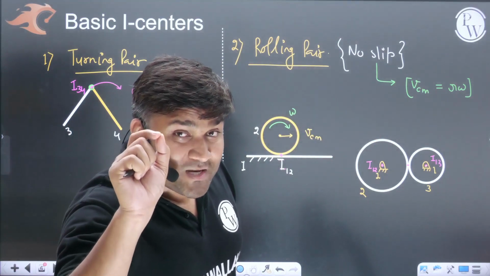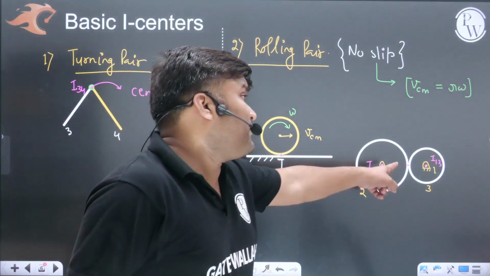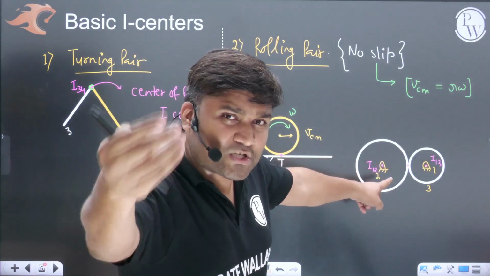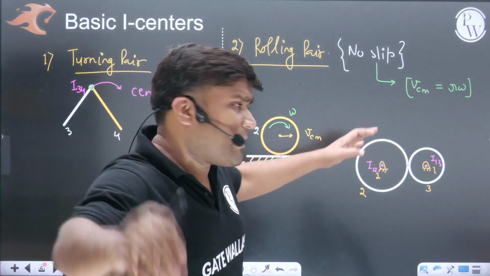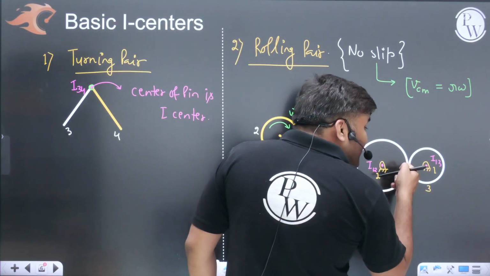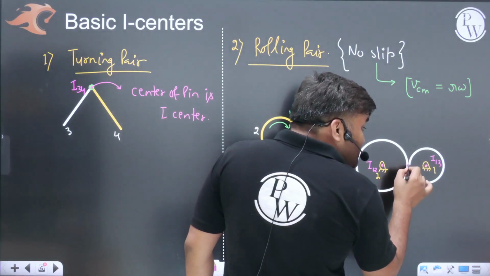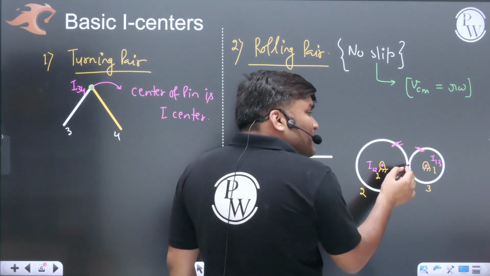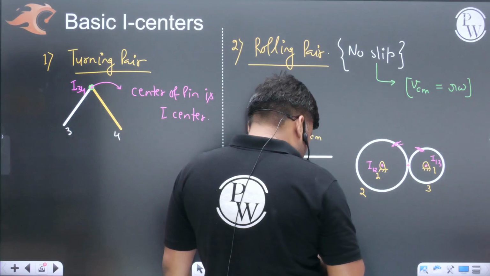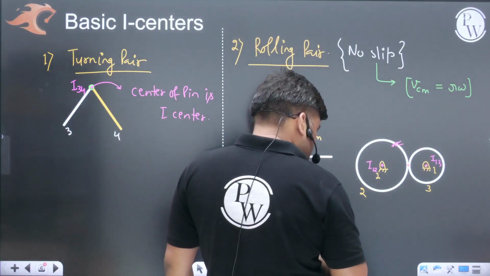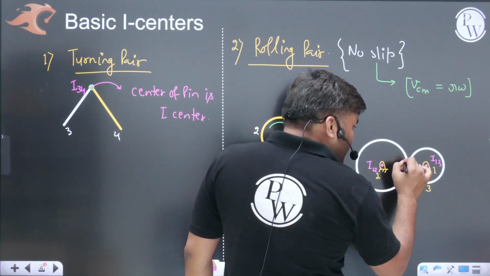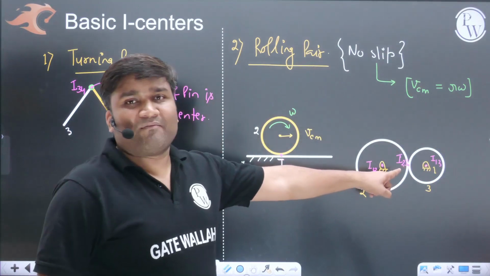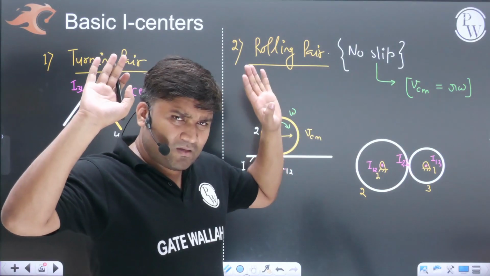mark my word, there should not be any slip. If slipping is happening, this is not going to be the valid result, and you have to do your calculation carefully again. But if slipping is not happening, and you have pure rolling, then this location will represent bodies 2 and 3. This will be the location of I-2-3. Everybody clear? You are going to have the I-2-3 location here.